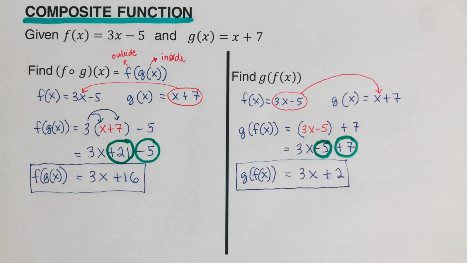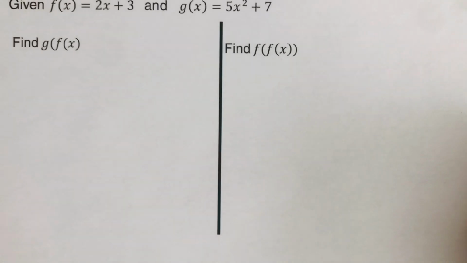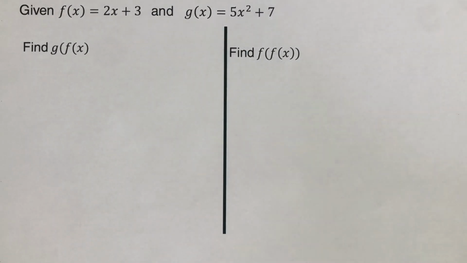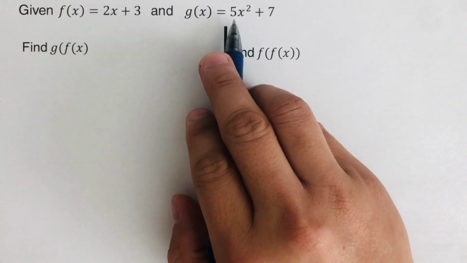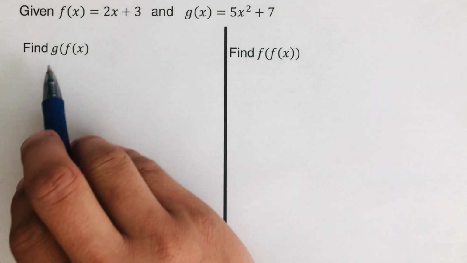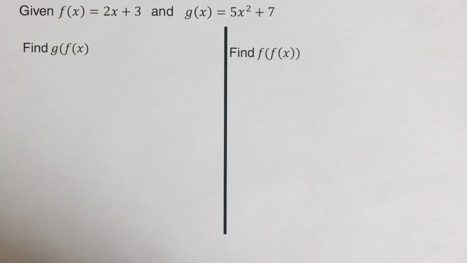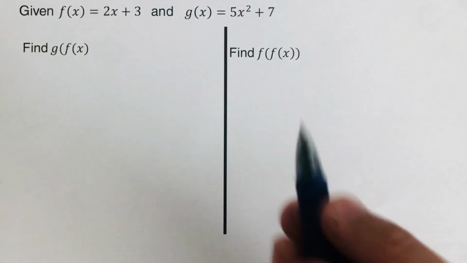Did you get the same answer as this? Good, perfect. Now let's move on to the next example right here. We are given f of x is equal to 2x plus 3 and g of x is equal to 5x squared plus 7. We're supposed to find g of f of x. So we can write these functions right here so we know which one goes to which.